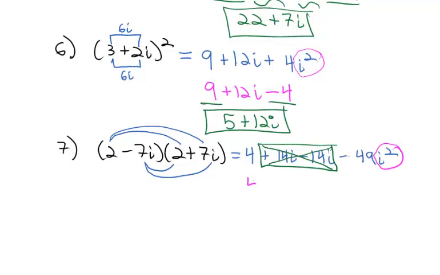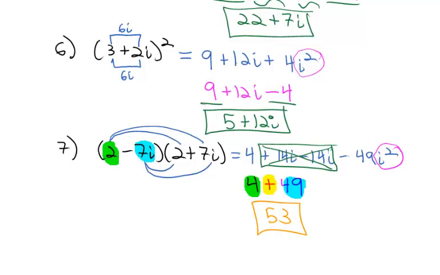Again, I squared is negative 1, so this is really 4 minus 49 times negative 1, which is now a plus 49, which equals a final answer of 53. But the one big thing I want to notice here is 2 squared is 4, and 7 squared is 49. Normally with a difference of squares we had a minus in the middle, but with complex numbers there's a plus in the middle.